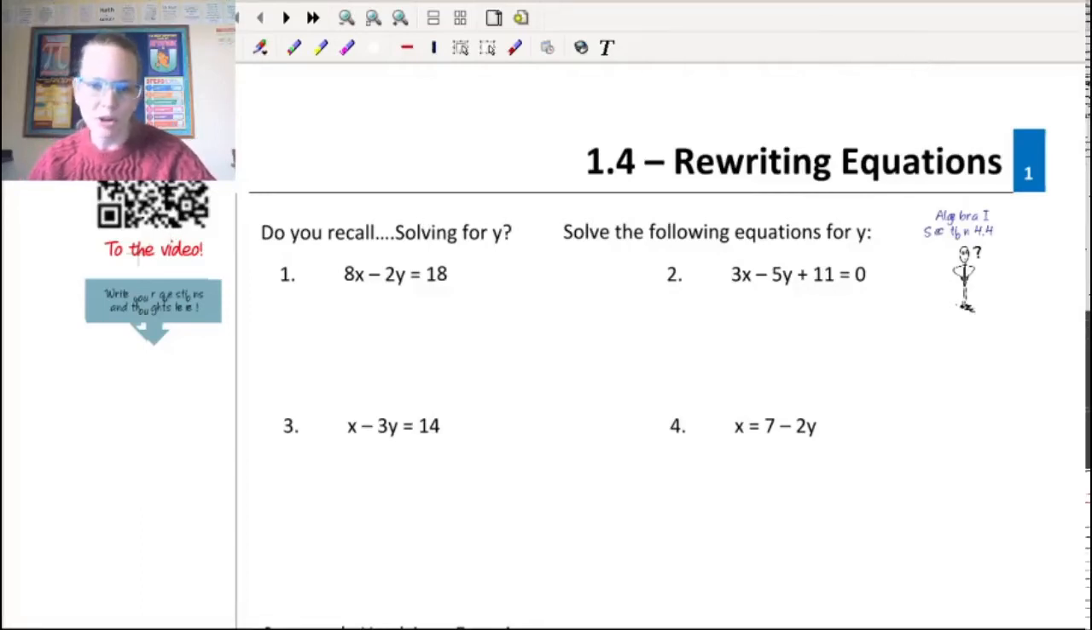Section 1.4. This is the last section in this chapter, which has been review from last year. And this new section is on rewriting equations. After we're done with this section, we'll be ready for a chapter test.